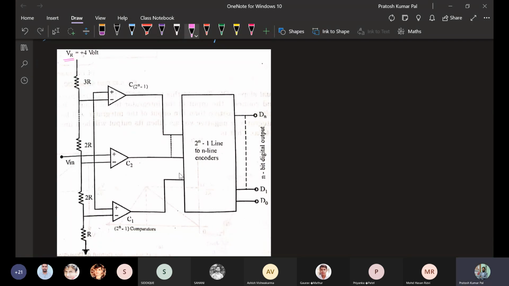This reference voltage will be a fixed value. Suppose plus 4 volt is used. This plus 4 volt will be used with a voltage divider circuit made of resistors. From the ground, the lowest is R, then 2R, and then, based on the comparison, we can have 2R, 2R, and here 3R. So these components can vary. Even we can make it 2R also. So it is basically a voltage divider circuit.